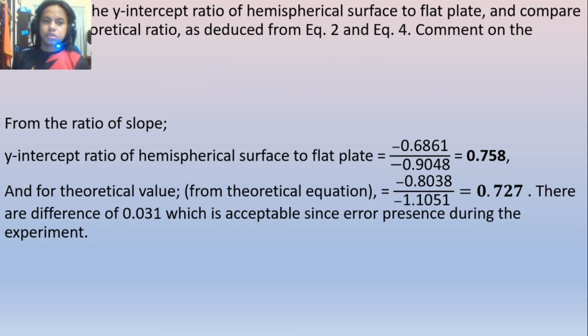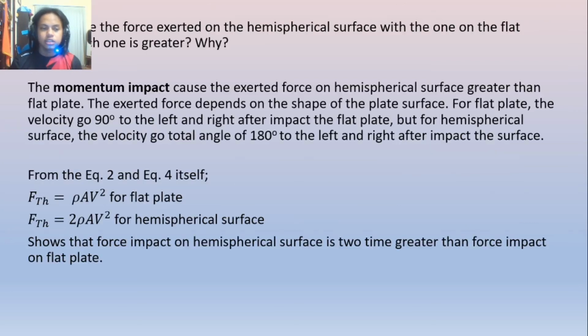Moving to part B, we will estimate the y-intercept ratio of hemispherical surface to flat plate. As we have plotted the graph from the experimental value and theoretical value, we can get the y-intercept ratio of the hemispherical surface to flat plate when we put x equal to 0 in the equation of the line itself. So we will get 0.758, and for theoretical value is 0.727. There is a difference of 0.031, which is acceptable since errors are present during the experiment.